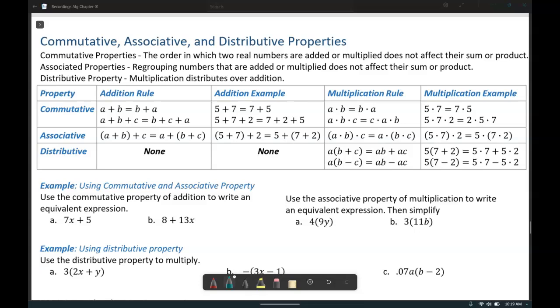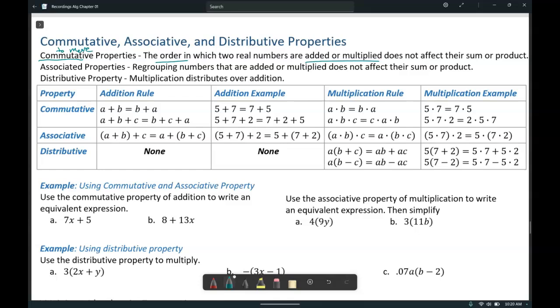Next part we're going to do is talk about some very important properties in mathematics: commutative, associative, and distributive. Commutative comes from the word commute, which means to move. So the commutative property states that the order in which two real numbers are added or multiplied does not affect the sum or the product. So we can move the terms around.